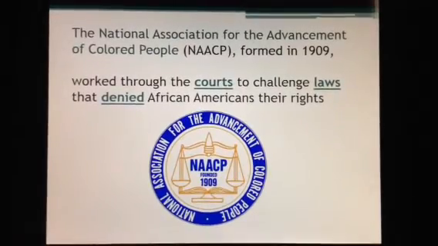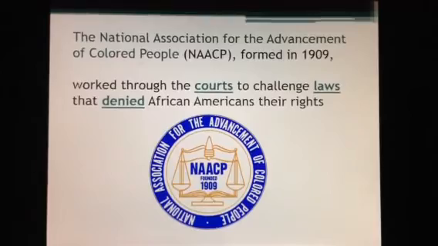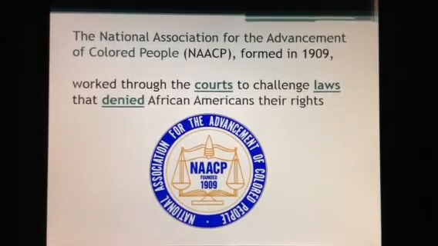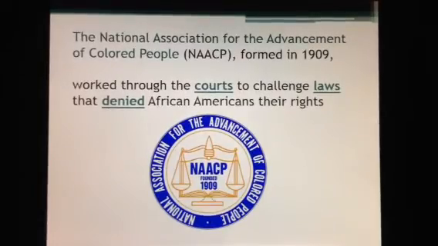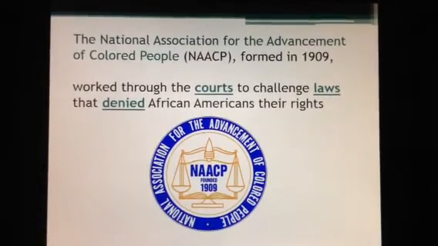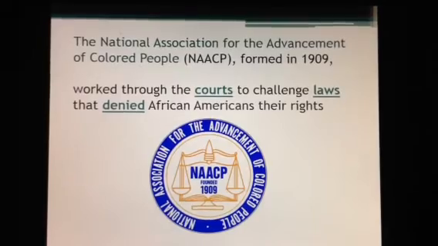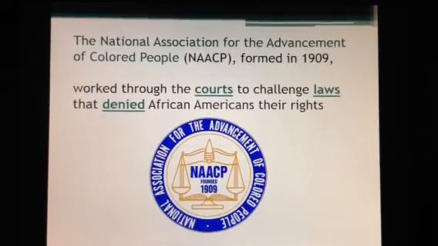The National Association for the Advancement of Colored People, known as the NAACP, was formed in 1909, and they wanted to work through the courts to challenge laws that denied African Americans their rights. The NAACP worked through the courts.